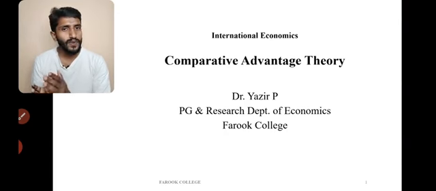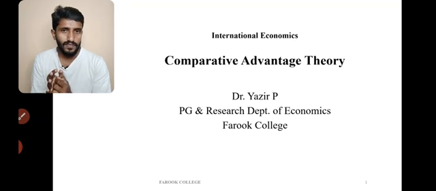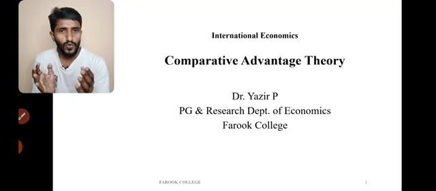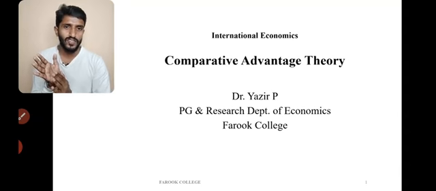In the last few classes, we were discussing international trade theories, and we have also discussed absolute advantage theory, which is developed by Adam Smith. In that absolute advantage theory, we also saw so many limitations of the theory because it was based on absolute cost advantage. So that word itself, absolute itself, is a limitation of that theory.